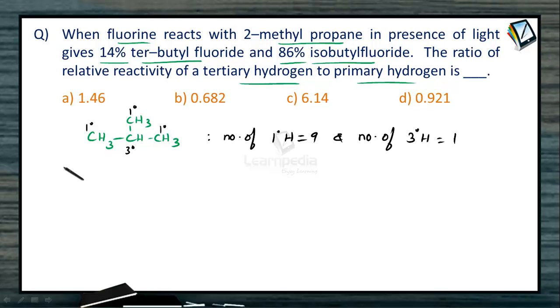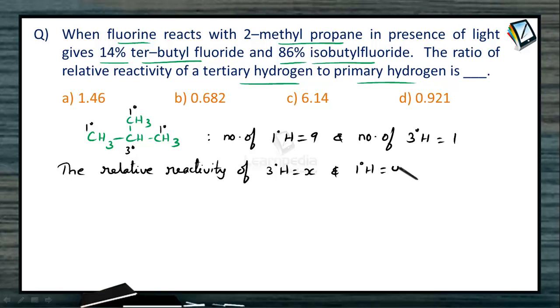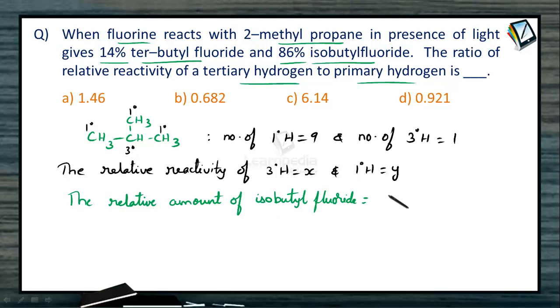So here let me take the relative reactivity of tertiary hydrogen as equal to X and that of the primary hydrogen as Y. Now tell me how to get the relative amount of the various products formed. See here. First let us write down the product formed by the replacement of one of the primary hydrogens with fluorine. What we get? We get this compound isobutyl fluoride, isn't it? The relative amount of isobutyl fluoride is nothing but equal to the number of primary hydrogens, that is 9, multiplied by its relative reactivity, that is Y.